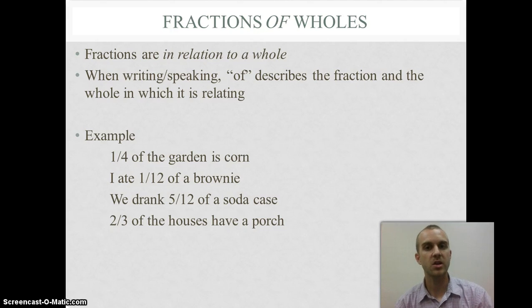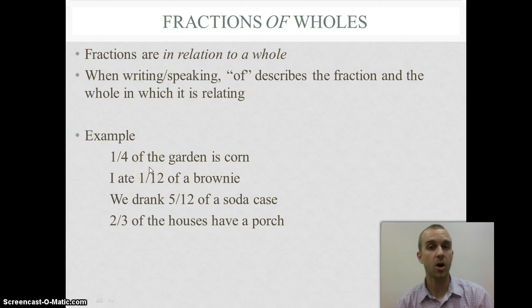Now, a key word you'll hear me saying is the word "of." It's because we're talking about fractions in relation to the whole. So when we write or speak about fractions in relationship to an object, we're talking about the "of" part of the whole. It's how we're relating the fraction in that whole.